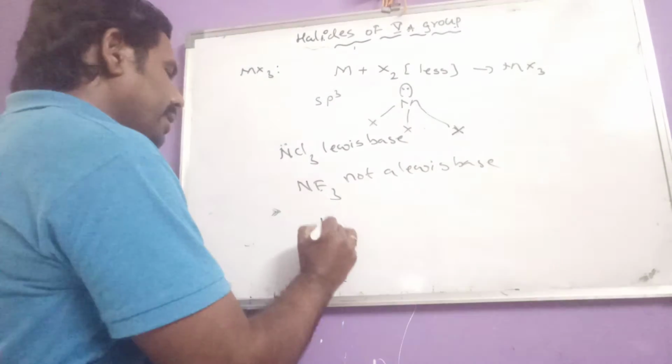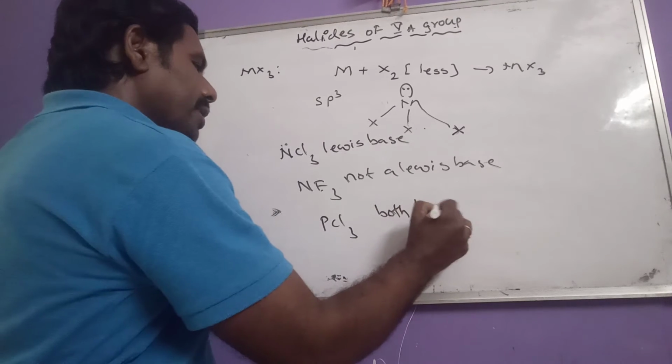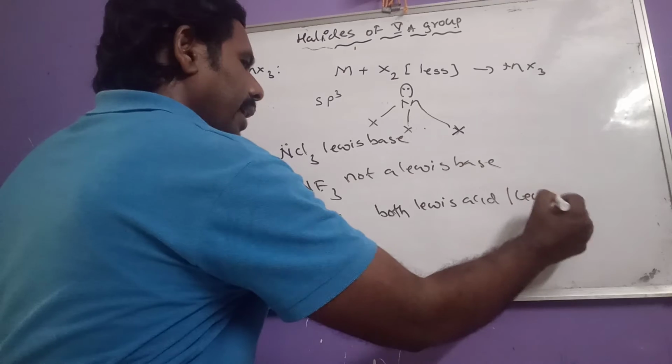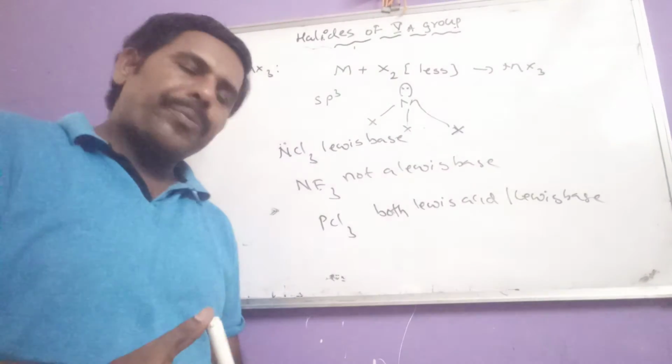And come to PCl3, this acts as both Lewis acid and Lewis base. This can act as both Lewis acid and Lewis base. Why?